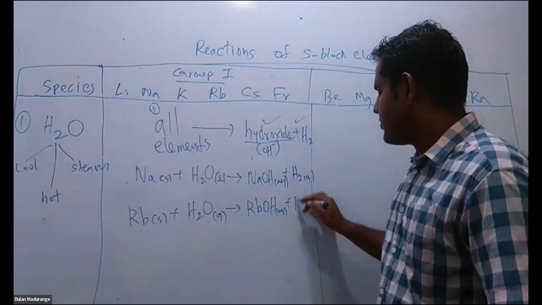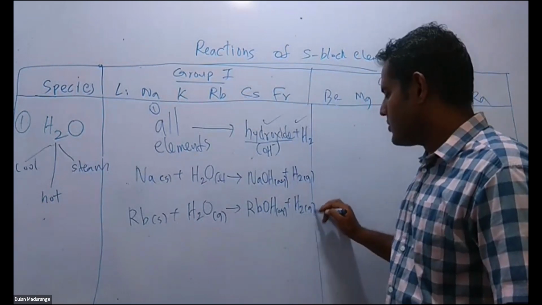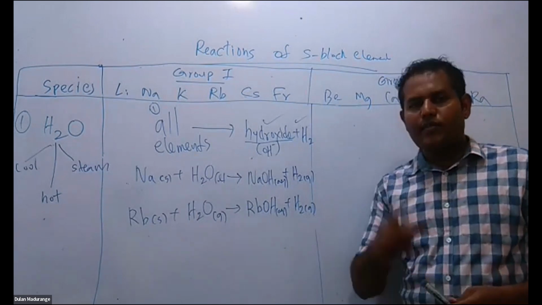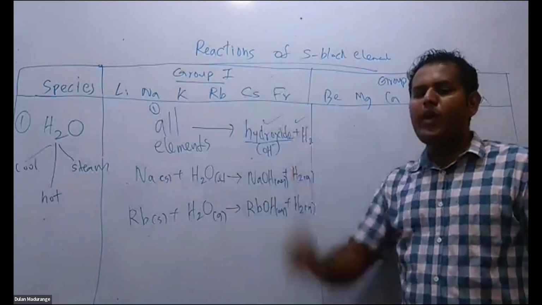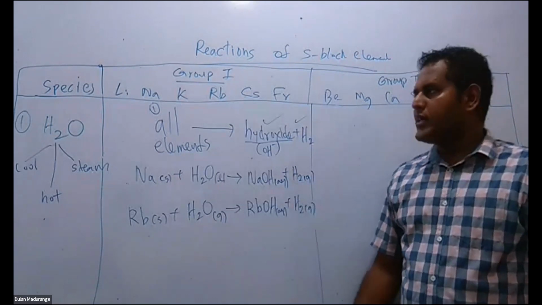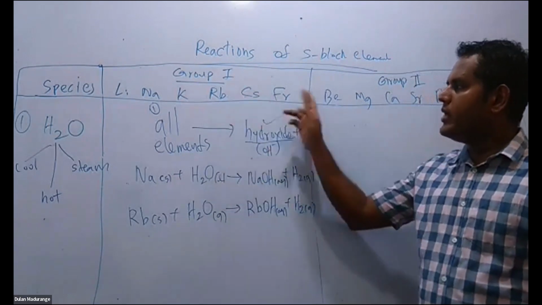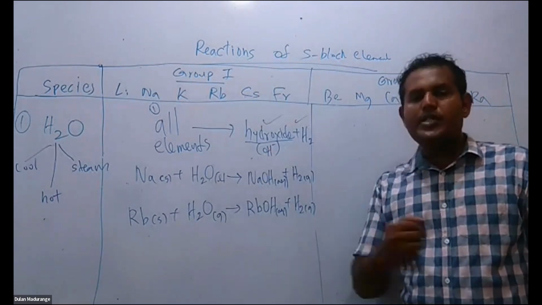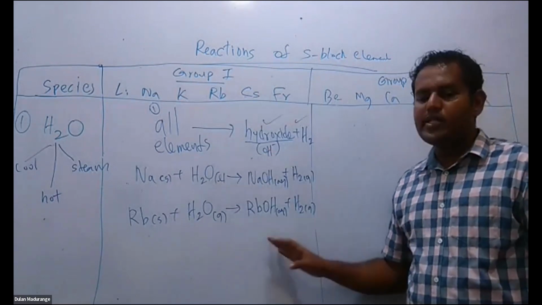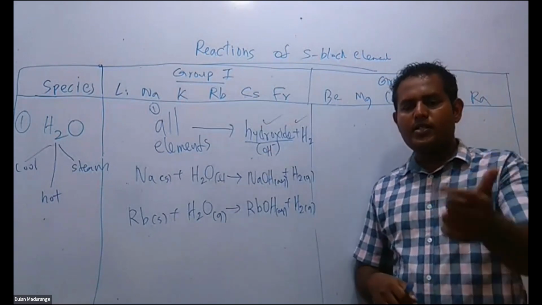plus H2. Okay, I want to ask you one question. How many equations can we write from this trend in group 1? If we assume lithium, sodium, potassium, rubidium, francium, how many equations can we create from this? Number of equations, group 1.